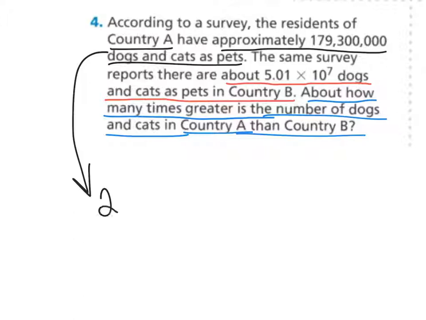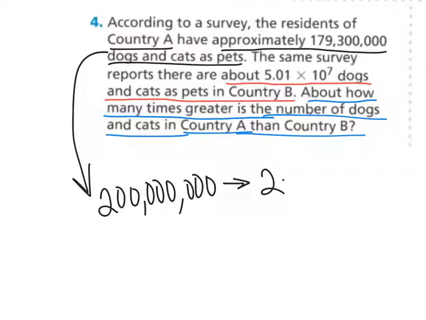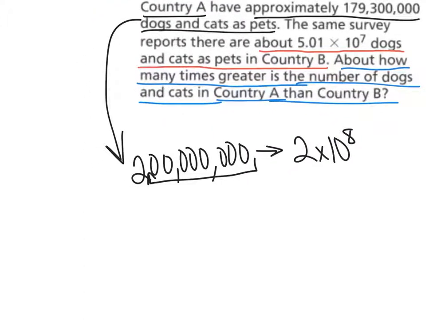So that we could round to 200 million. And then we're just going to go ahead and put that in scientific notation. So that'd be 2 times 10 to the 8th power. Again, our decimal's here. We want it to be here. So that's 2 times 10 to the 8th.